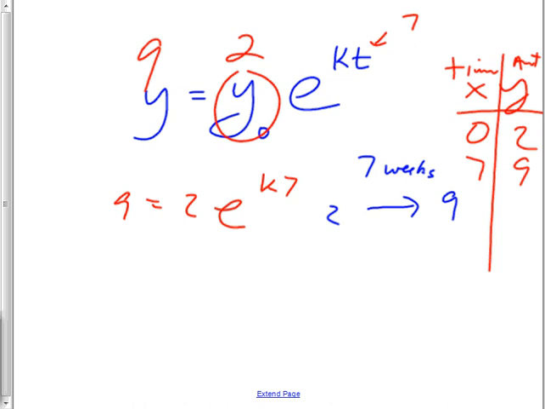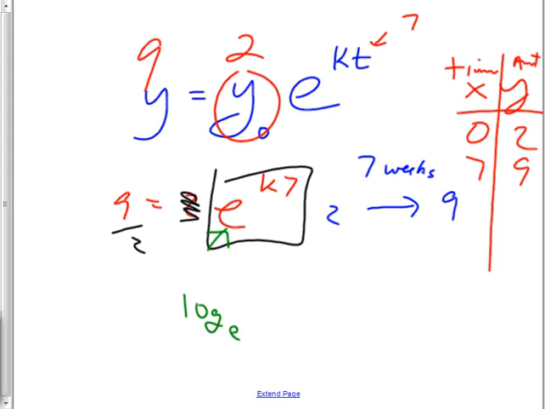No, you have to get the clump alone. So this is the clump. How do I get it alone? Divide by 2. And then I have log base e, because that's the base, of 9 halves is equal to 7k. And I divide both sides by 7 or multiply by 1/7. And there you have it.